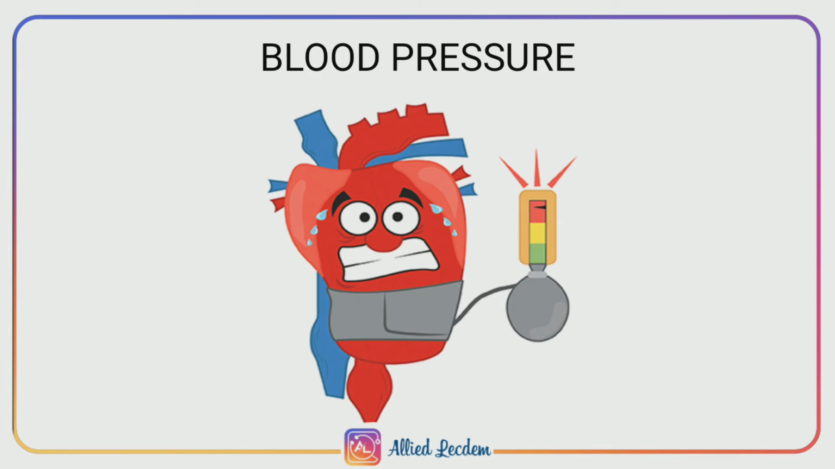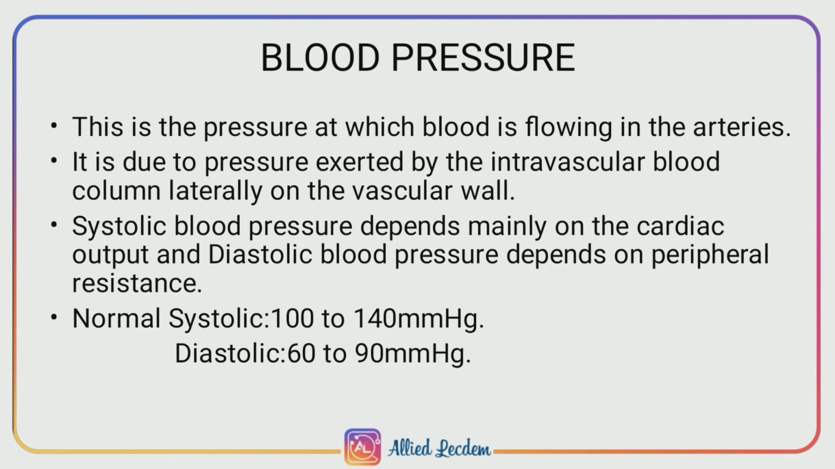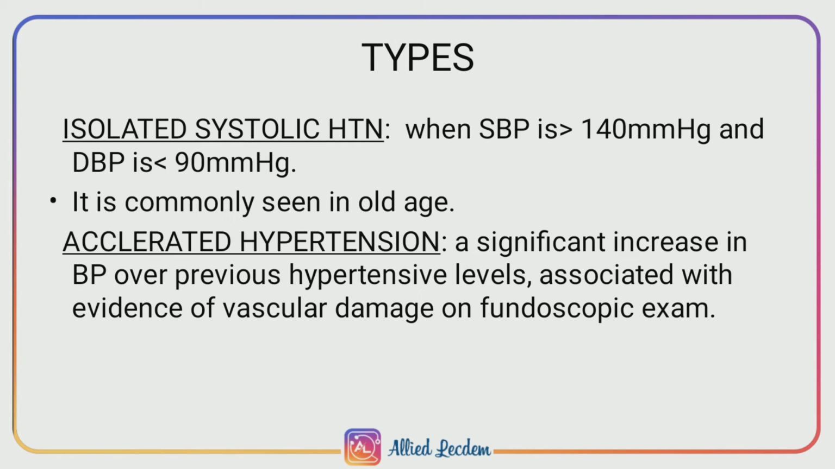This is the pressure at which the blood is flowing in the arteries. It is due to the pressure exerted by the intravascular blood column laterally on the vascular wall. Systolic blood pressure depends mainly on the cardiac output and diastolic blood pressure depends mainly on the peripheral resistance. Types. Isolated systolic hypertension. Here, the systolic blood pressure is greater than 140 mmHg and the diastolic blood pressure is less than 90 mmHg. It is commonly seen in old age people.